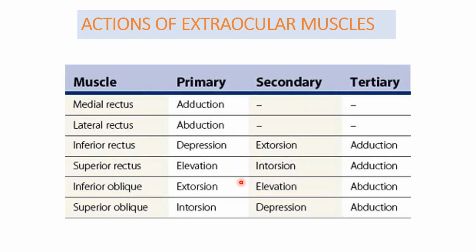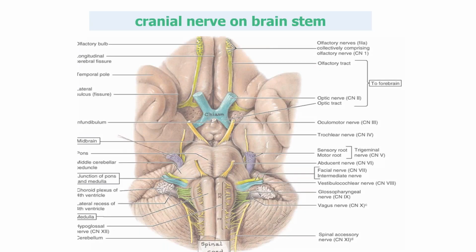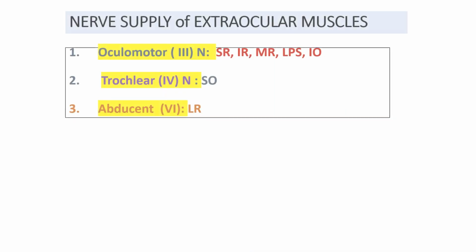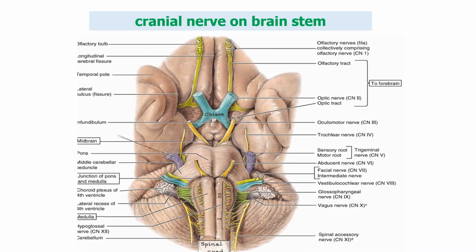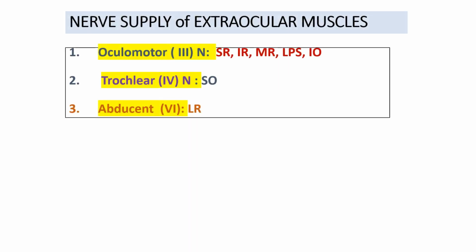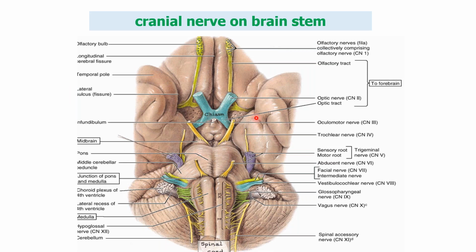This we had already discussed, and what is important for today's lecture is the nerve supply of these, which we discussed in the previous class: all the muscles are supplied by the oculomotor nerve except the superior oblique, which is supplied by the trochlear, and the lateral rectus, which is supplied by the abducent nerve. So with that revision in our mind, now let's begin today's lecture.